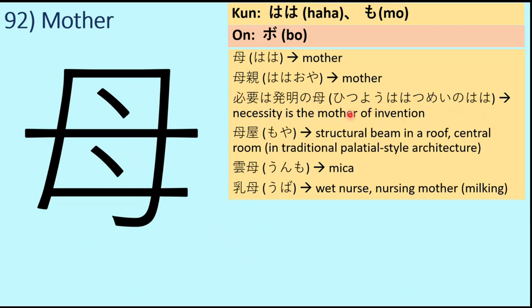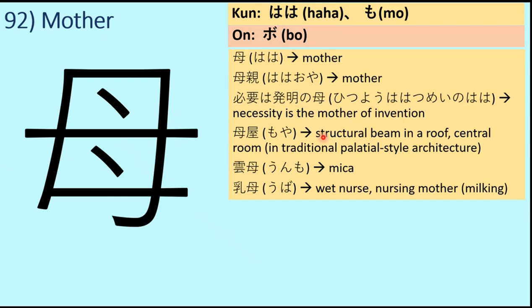So hitsuyo means necessity. Wa is the particle because after the topic, the particle wa comes here. And then we have hatsumei. Hatsumei means invention. And hatsumei no haha means mother of invention or invention's mother. So necessity is the mother of invention. Hitsuyo wa hatsumei no haha. So do remember that. And when we do a lesson on proverbs, we will add this one as well.